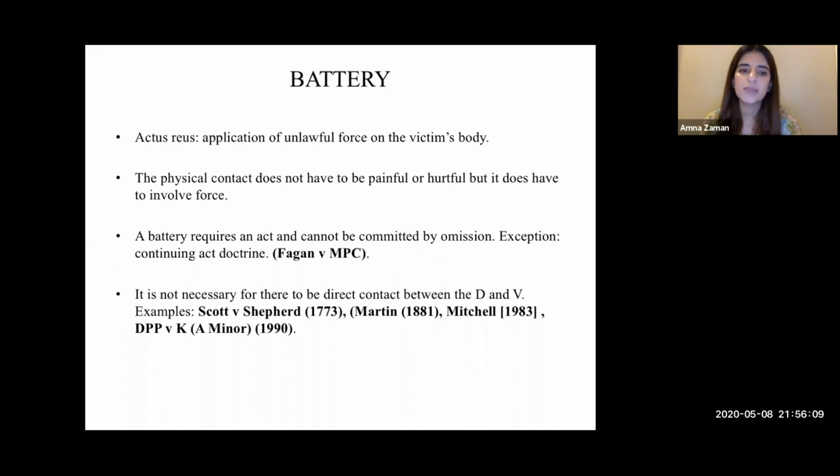So was the case in DPP against K.A. Minor, 1990, in which the defendant poured an acid into the hand dryer, and all the students in the school who used the hand dryer had burns on their hands. Now over here, the defendant did not directly throw acid on the victim, but indirect battery was committed, and the defendant was convicted. So battery can be indirect.